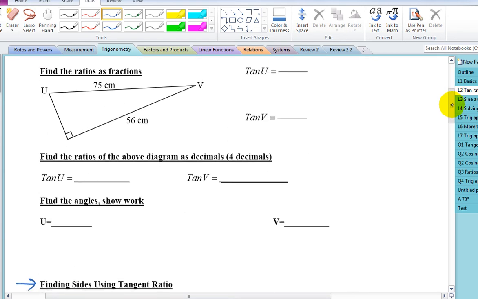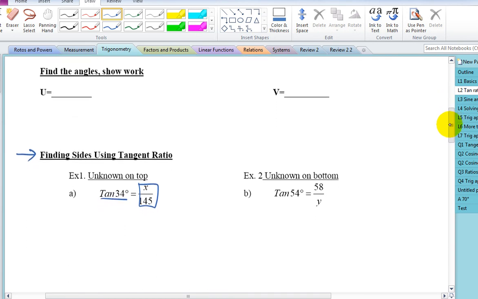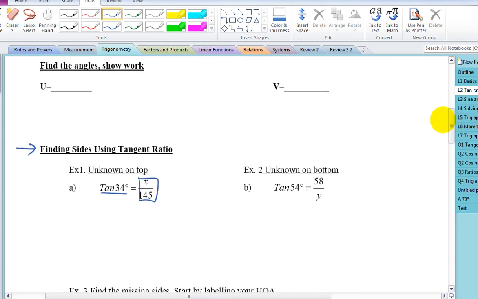Well, that's fine. So, instead of dividing by 145 degrees, what should we do? Times by 145. And we have to do that to both sides. What I like to do is I like to use brackets. And so then we say x equals 145 times tan 34 degrees. If you like, you can flip that around and say x equals tan 34 degrees times 145.